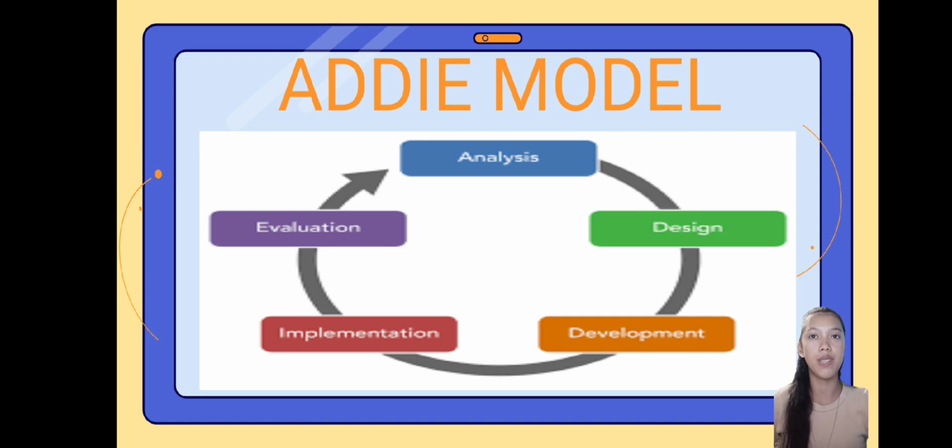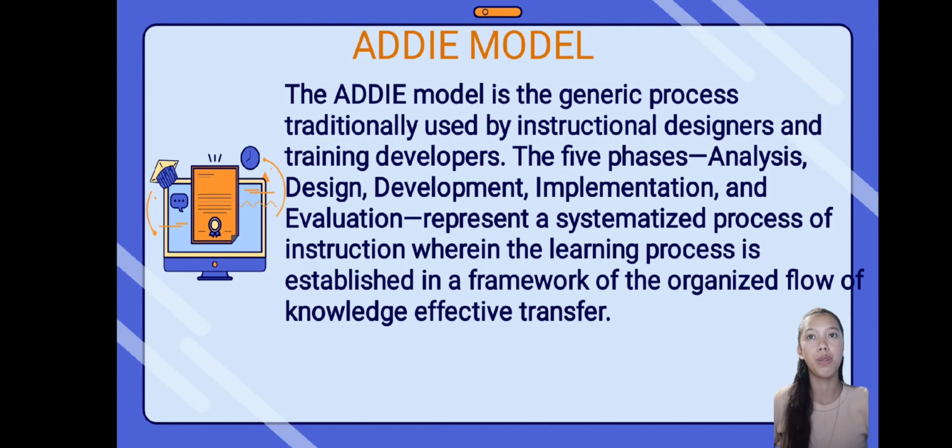The word ADDIE stands for analysis, evaluation, implementation, design and development. When we say ADDIE model, it is the generic process traditionally used by instructional designers and training developers. The five phases, analysis, design, development, implementation, and evaluation, represent a systemized process of instruction wherein a learning process is established in a framework of the organized flow of effective knowledge transfer. Again, the acronym ADDIE stands for Analyze, Design, Develop, Implement, and Evaluate.